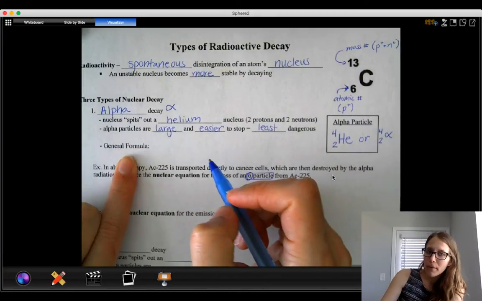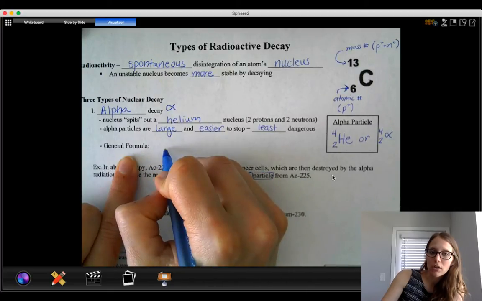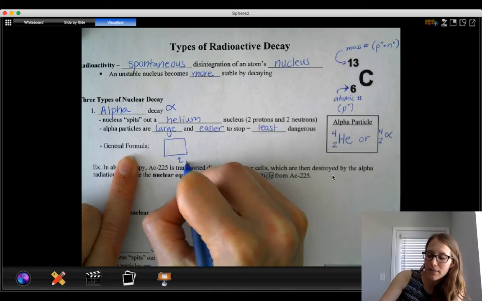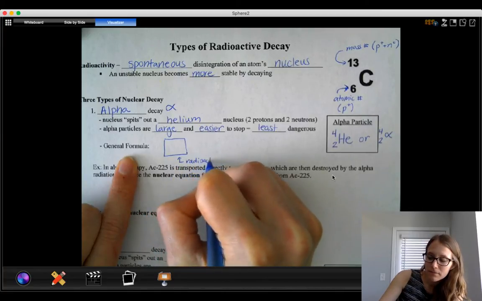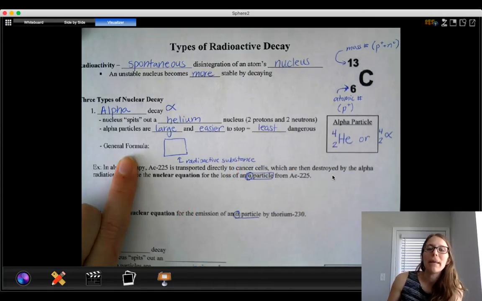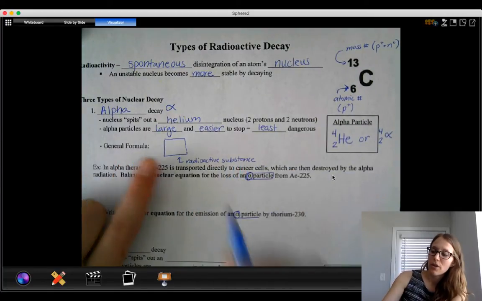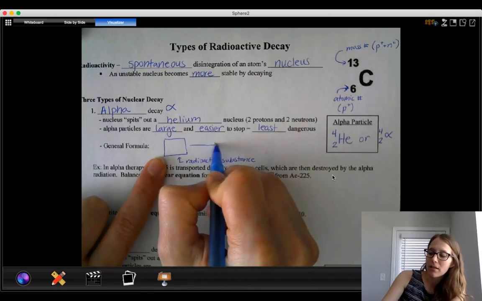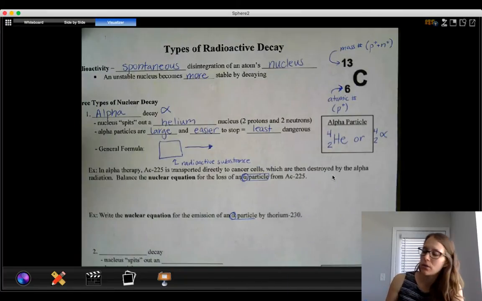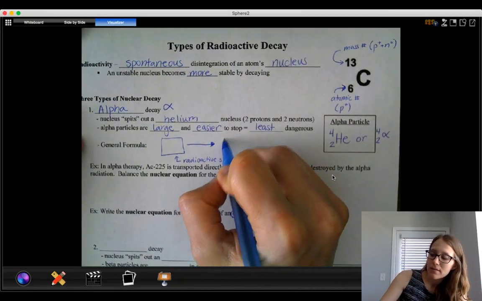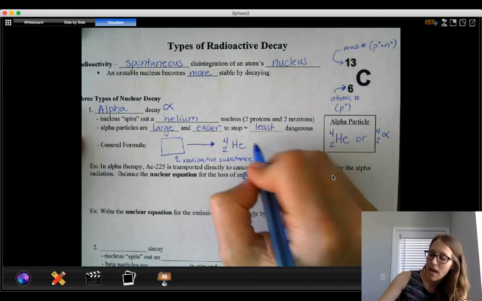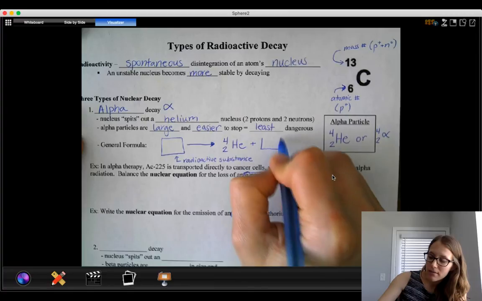Our general formula for an alpha decay: we start with some sort of radioactive material, so we write the symbol for the radioactive substance. It's going to decay, meaning it's going to break apart. So I start with this one radioactive element. We draw an arrow, which basically means becomes or turns into, and it's going to break into two pieces. It's going to break into this alpha particle that we just wrote the symbol for, and then another piece.